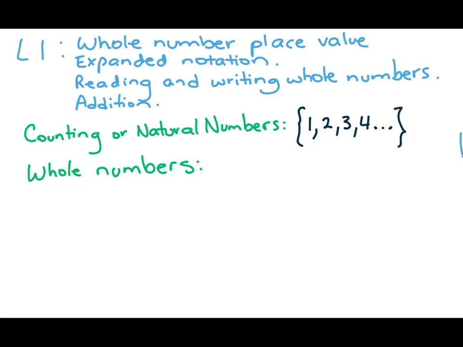Now the whole numbers are the natural numbers, but we also include 0. So 0, 1, 2, 3, 4, 5, and they keep going forever, infinite, but they start on 0. Okay, notice that we don't have negative numbers right now. We just have those numbers right now.